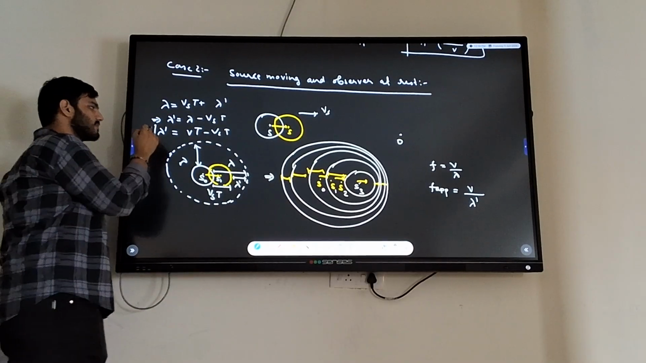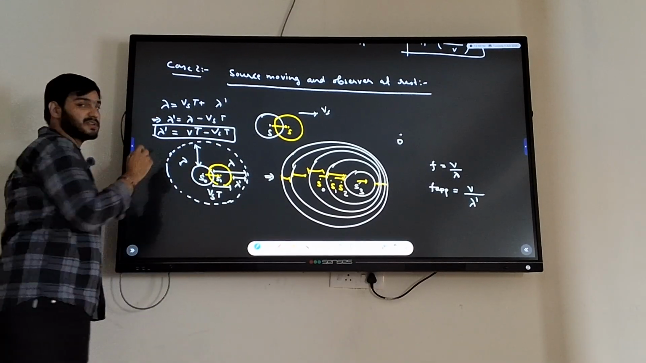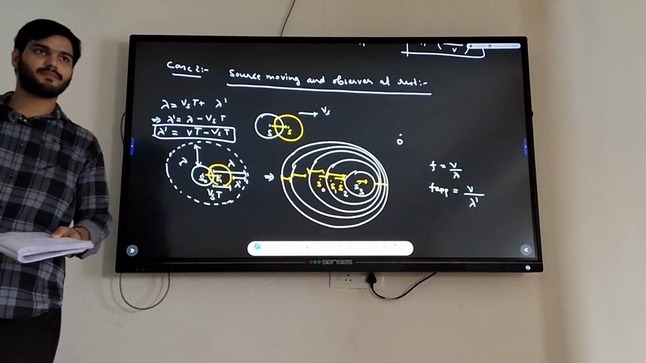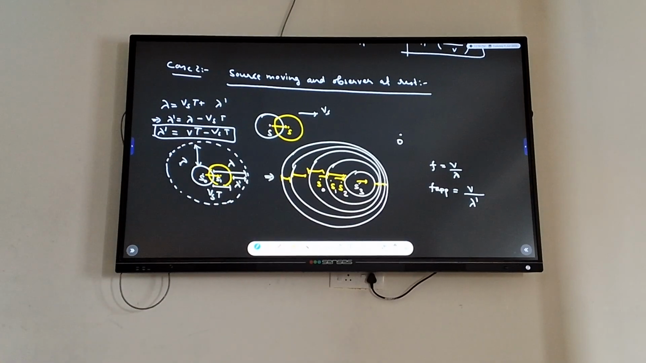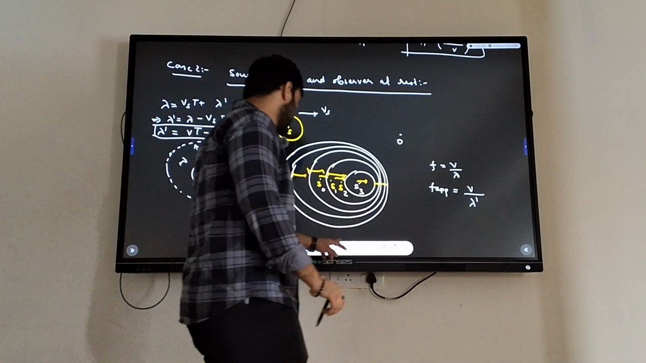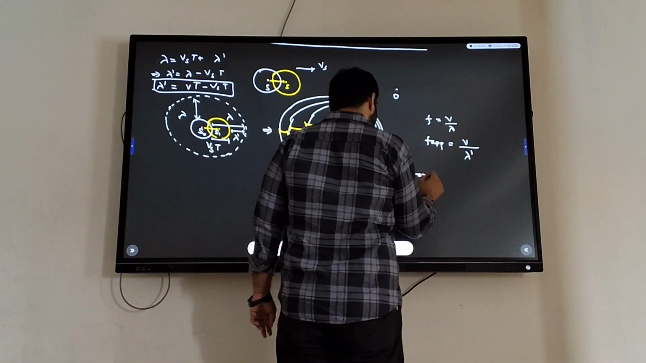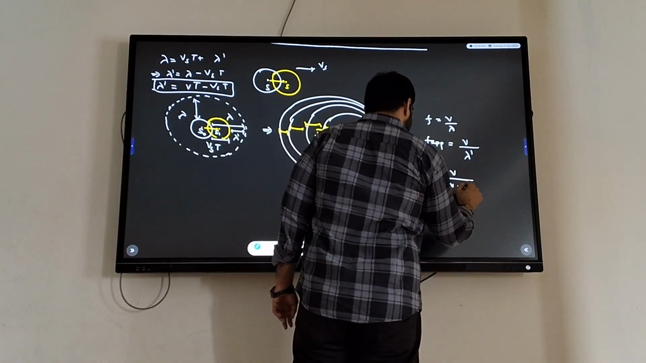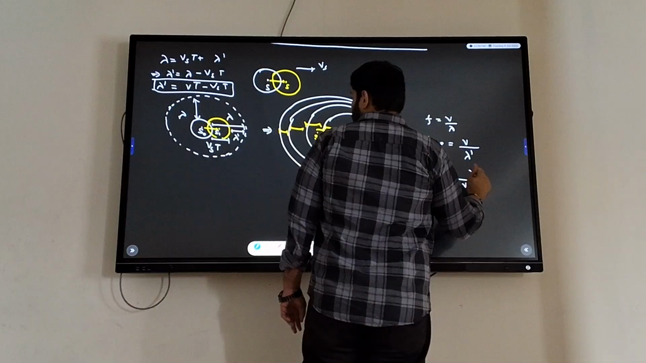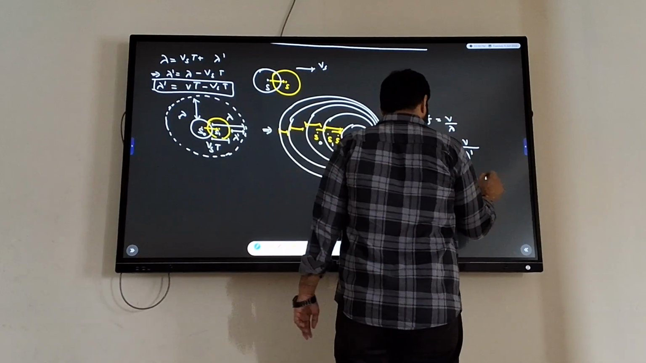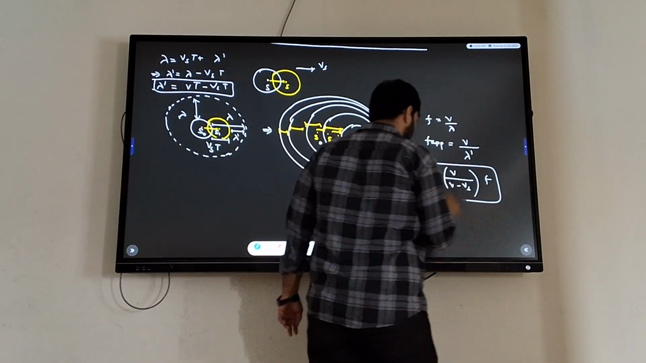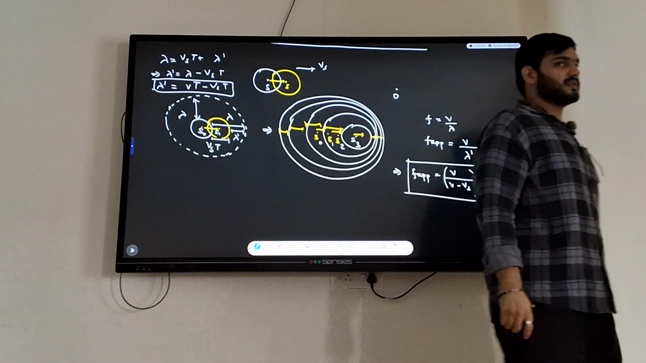Yes or no? 1 by frequency is time period. So then what will your F apparent become? So F apparent becomes V by V minus Vs into frequency. And this is the formula that you get.